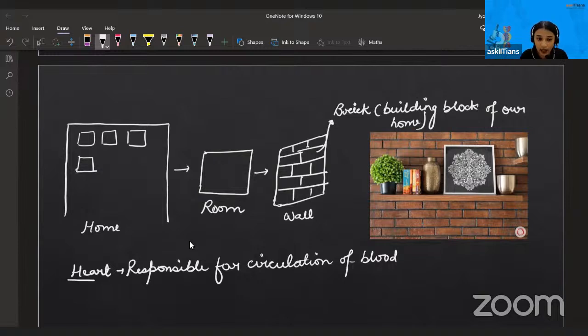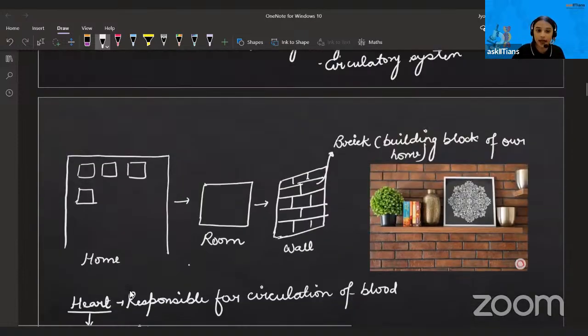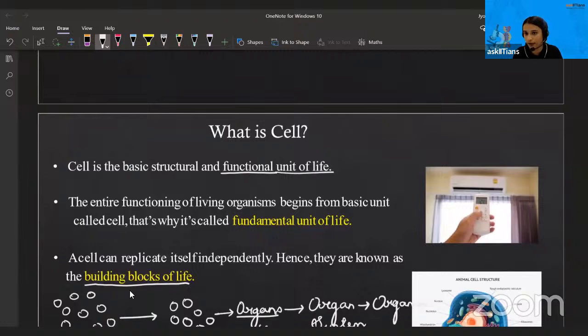So inside the heart, who is actually doing this function? Your heart cell is actually doing this function of circulation of blood. Okay, who is doing this function? Heart cell. So the cell is the one in which all these activities are taking place. That's why I'm saying the cell is the functional unit of life.